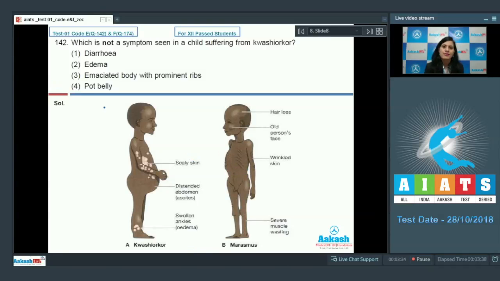So among the given options, the very first option given is diarrhea, and it is a symptom of kwashiorkor. So this cannot be a correct answer. The second option given is edema, and as you can see, it is a symptom of kwashiorkor. So this cannot be a correct answer. Option number 3 is emaciated body with prominent ribs, and this is a correct answer because this symptom belongs to marasmus and not to kwashiorkor. Option number 4 is pot belly, and this is a symptom of kwashiorkor. So this cannot be a correct answer. So the correct answer is option number 3. Let's move on to the next question.